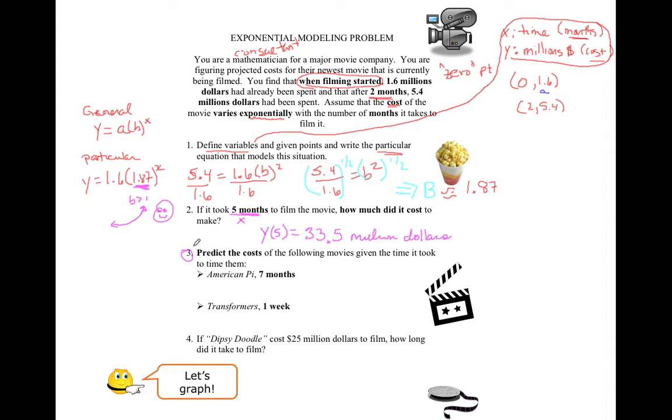Number 3 is just a repeat, right? American Pie, wah wah. Y of 7.